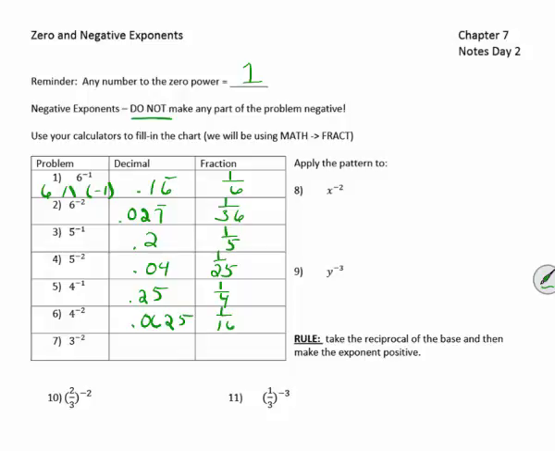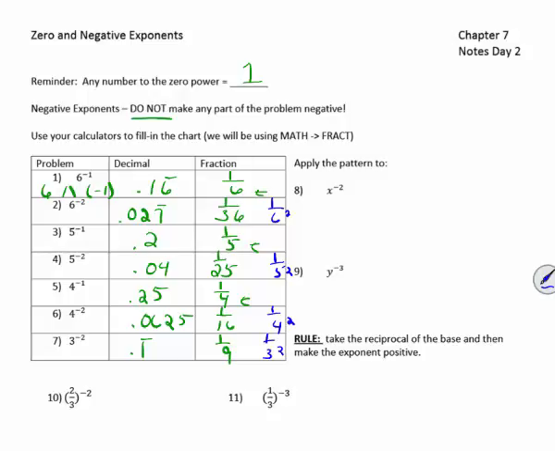3 to the negative 2 is going to give you 0.1 repeating. Math frac it, and you get 1/9. So if we apply that same pattern, if you're taking a look, right, a negative 1 exponent, just put the number into the denominator. Right, there's all the denominators. A negative 2 exponent, put the number into the denominator, and square it, because 1/36 is the same as 1/6 squared. 1/25 is the same as 1/5 squared. 1/16, 1/4 squared. 1/9, 1/3 squared.